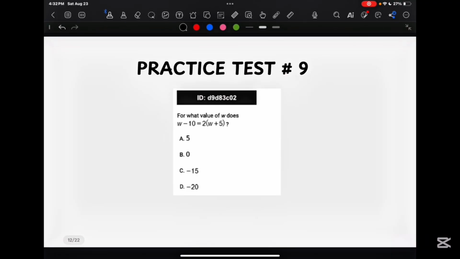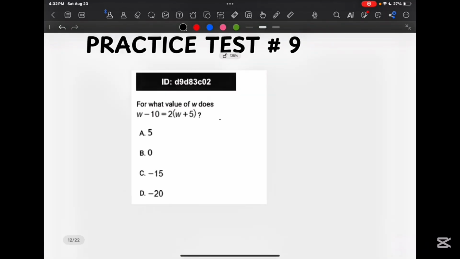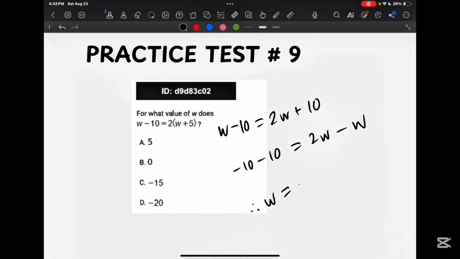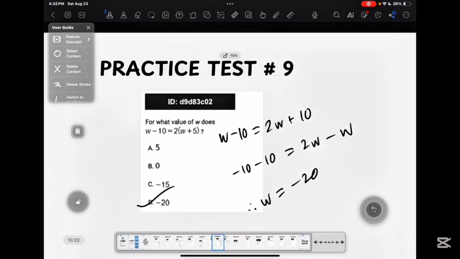Now, for what value of W does W minus 10 equal 2 bracket 3 plus 5x? So we are asked to find the value of W. So W minus 10 equals 2W plus 10. Now minus 10 is going to be 2W minus W. Therefore, W is going to be minus 20. Okay, so the answer is option D.